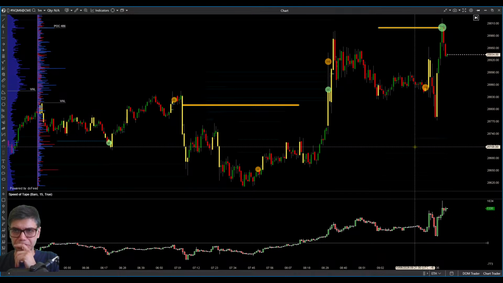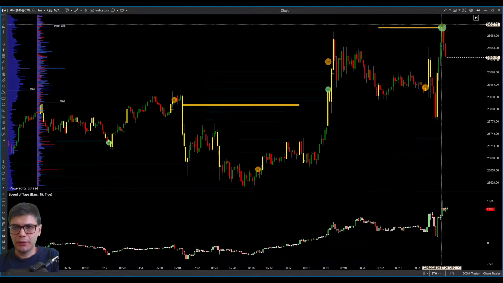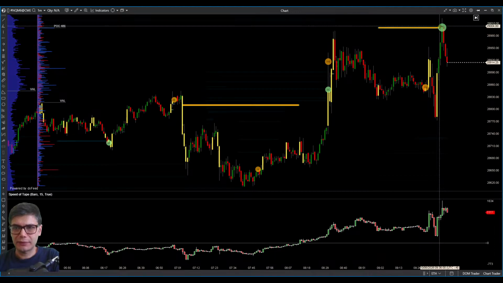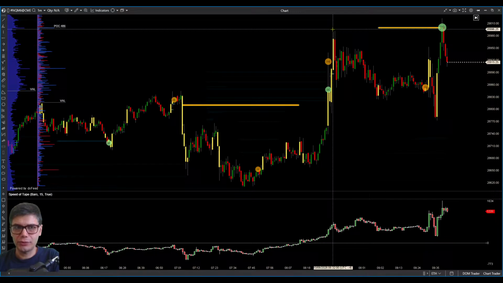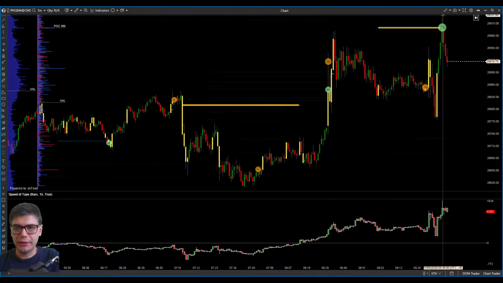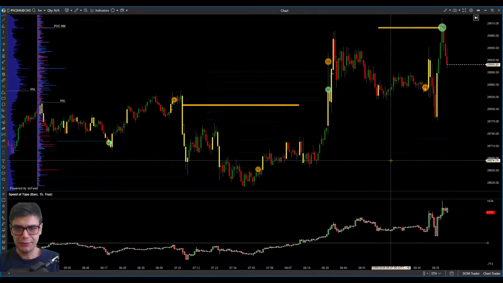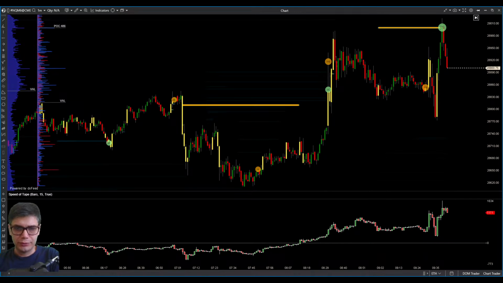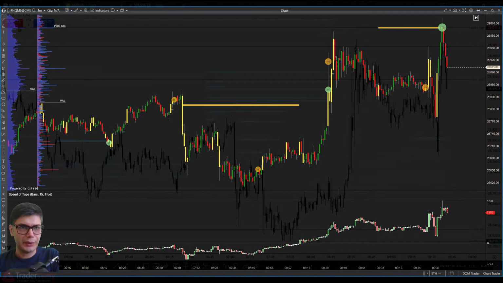I have to wait for 10 a.m. I don't have any setup based on current structure. Right now I have 173 contracts stuck at these highs. This high is very close to London high. If it was slightly higher, taking more liquidity, I might have shorted it. Let's go to our trade.